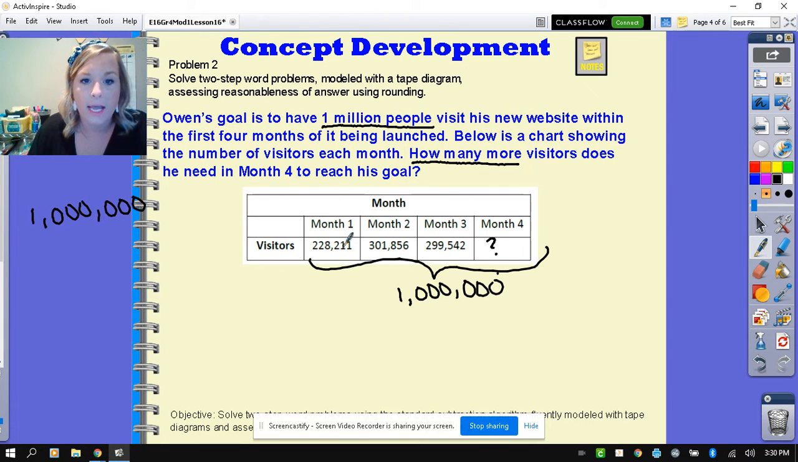And I'm going to go ahead and subtract month 1. So I'm going to subtract 228,211 because that's going to be month 1. And I'm going to change the color to purple.